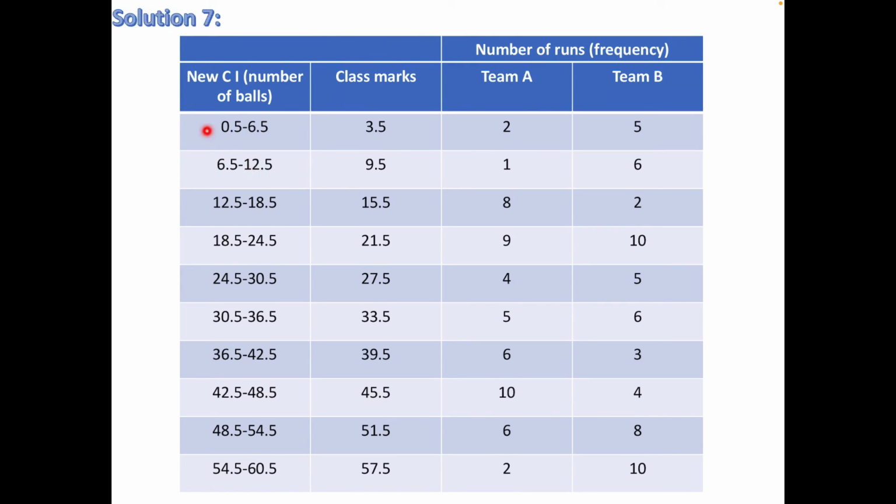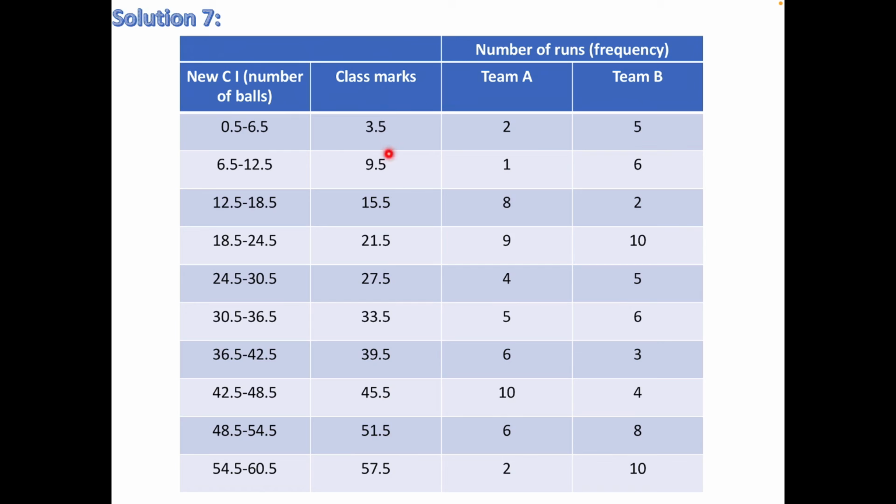See, here I am not showing the class preceding this class. But we have to show it on the graph, right? Class mark for this is 3.5. Class size is 6, so you just add 6 to this class mark and you will get the next class mark. So 3.5 plus 6 gives you 9.5. Similarly, 9.5 plus 6 gives you 15.5, and that way you will find the class marks. And these are the number of runs, that means frequency of team A and team B.